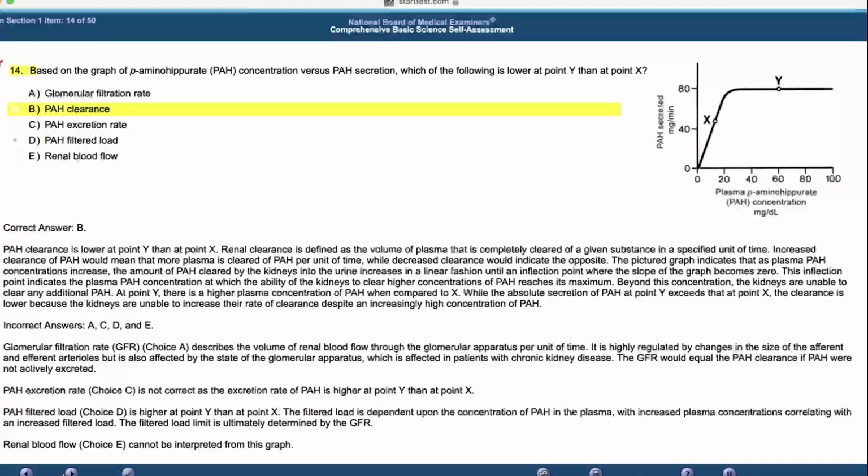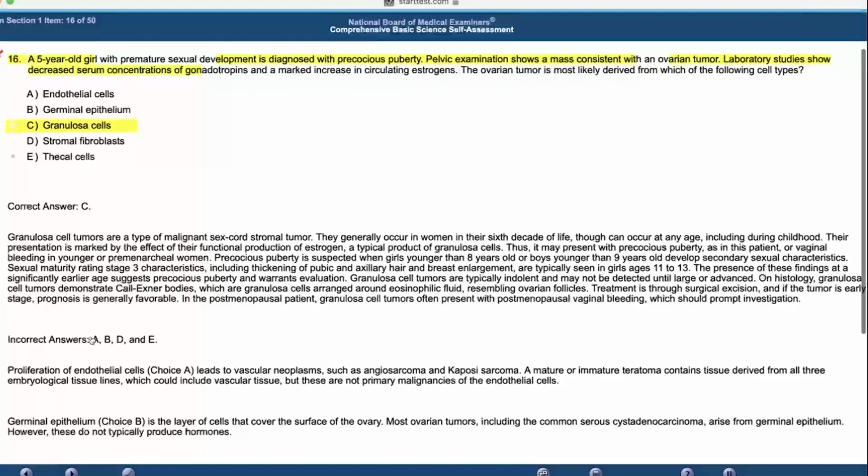They're basically saying that at X, almost everything is getting cleared because they haven't reached that max concentration. But at Y, there's going to be a lot of extra PAH because it can't handle it. Yes, 100%. Kind of really stupid, but I understand the idea at least. I don't think I'd get it right.